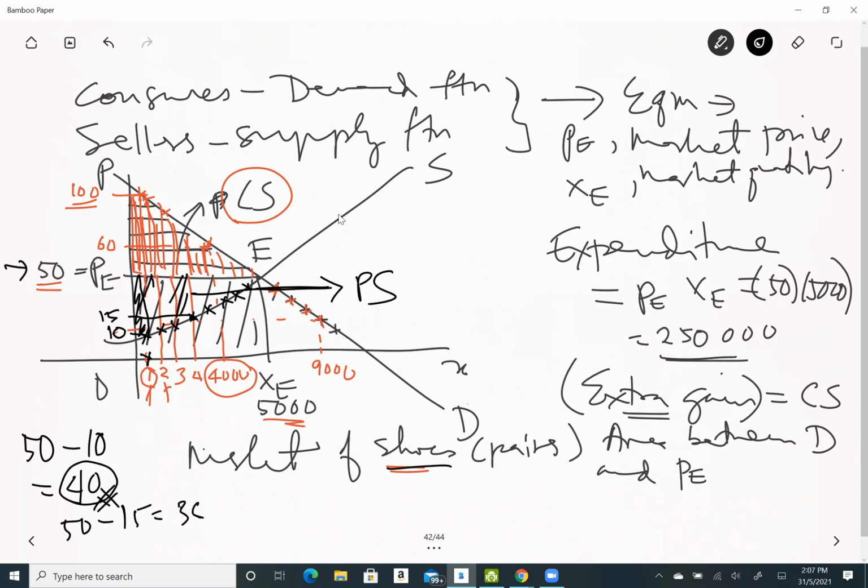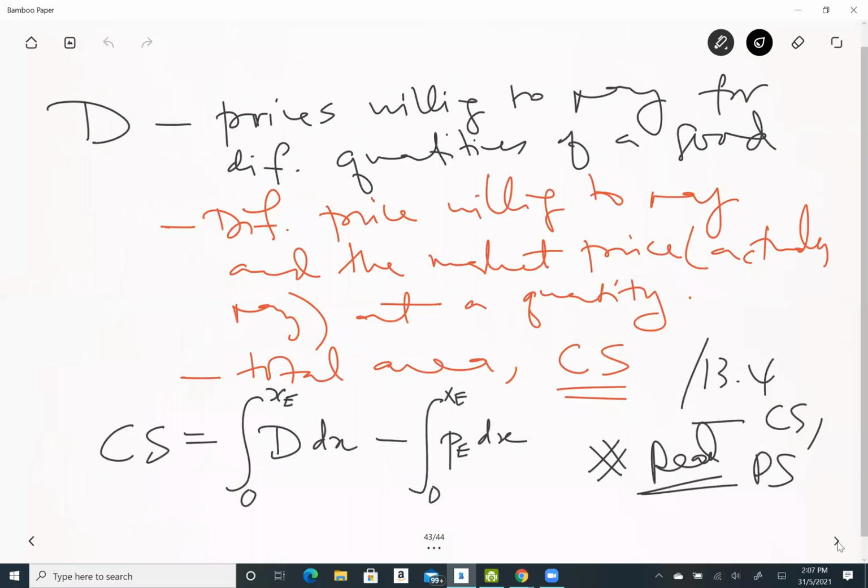So the sum of all the small gains at each quantity is the producer surplus. That's why producer surplus is the area between the market price and the supply function. It's the difference between what? Between the price that I get, the selling price, and the price that I'm willing to sell at, which is the price on the supply function. So that is the extra gain to the firm.